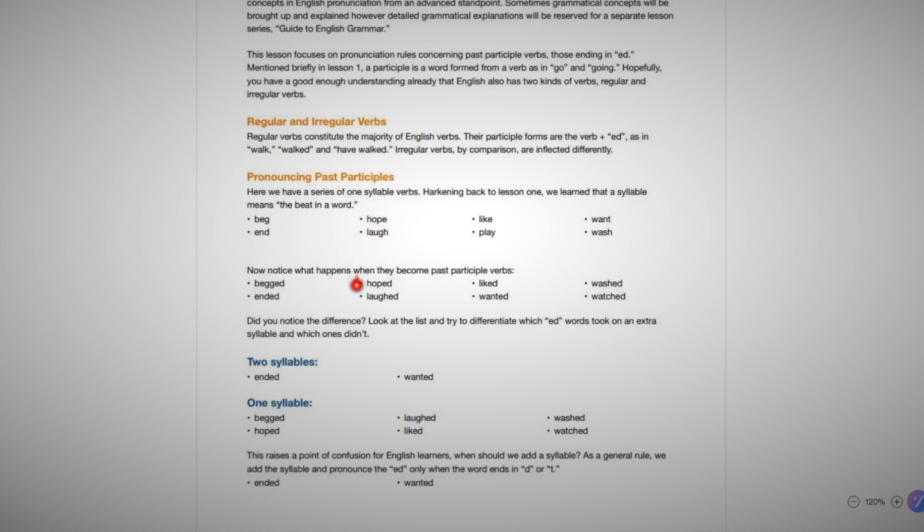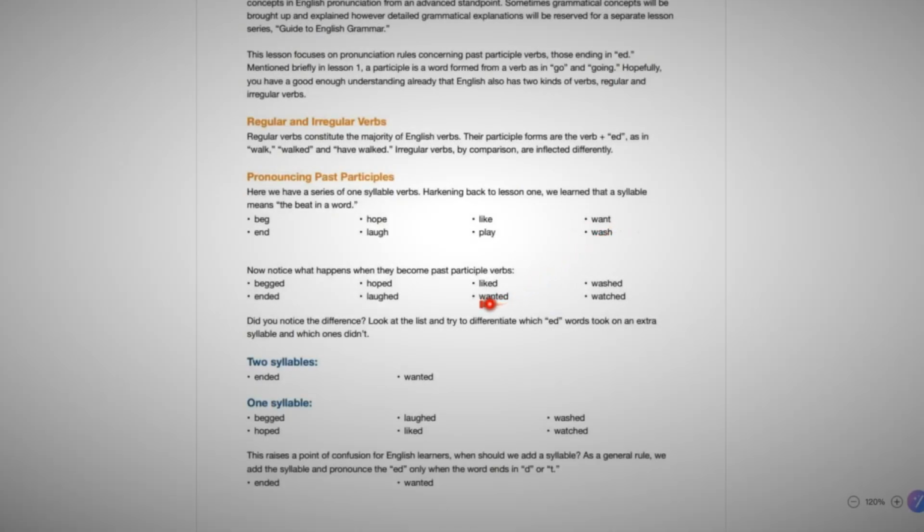This one is? Hope. And this one is? Hoped. Okay. This one is? Love. And this one is? Loved. Good. This one? Want. And this one is? Wanted. This one is? Wash. And this one is? Washed. Right. So the ones that ended in D, like end, became ended.